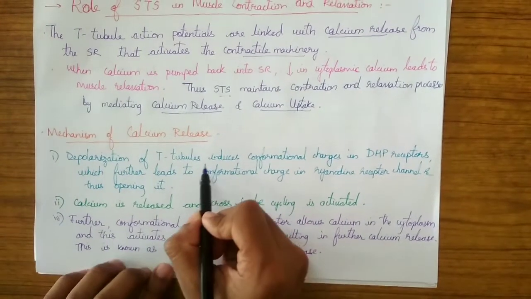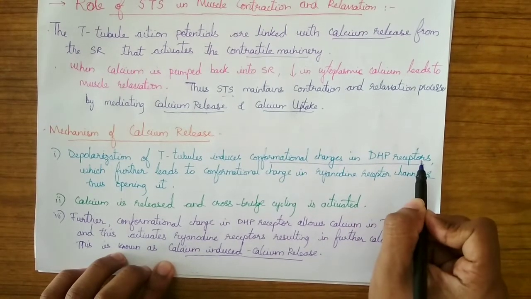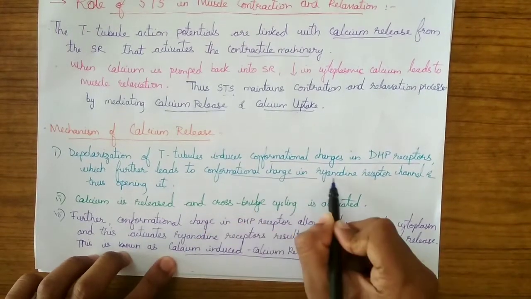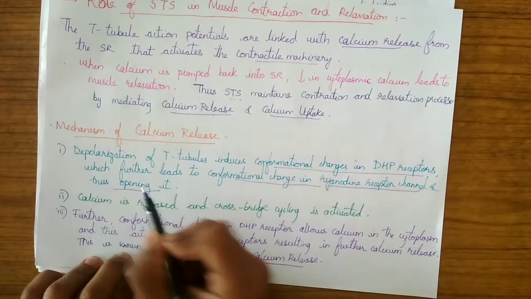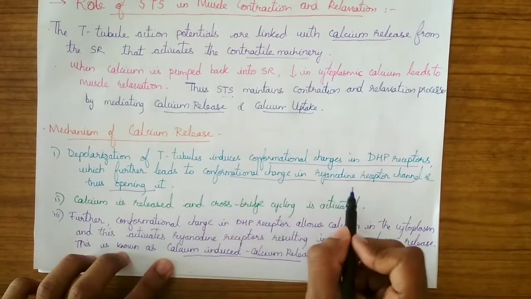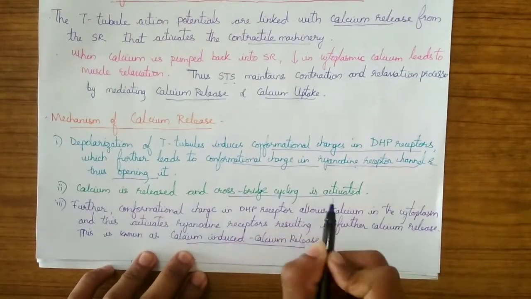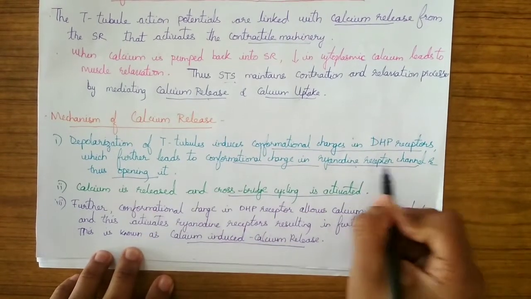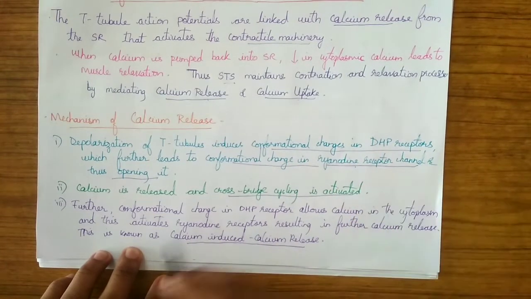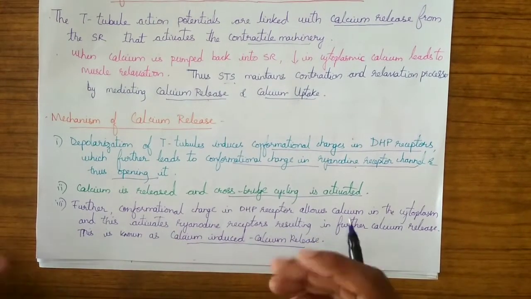The depolarization of the T tubules induces a conformational change in the DHP receptors, or dihydropyridine receptors, the T tubule membrane receptors, which further leads to a conformational change in the ryanodine receptor channel and thus opens it. So the conformational change in the DHP receptors further makes a conformational change in the ryanodine receptors. So the calcium is released and cross-bridge cycling is activated. The calcium is released by the ryanodine receptor channel. As I said, the ryanodine receptor channel is a calcium release channel. And cross-bridge cycling is the main process of muscle contraction, which I'll be talking about in the next video.